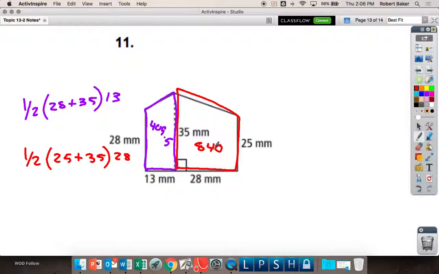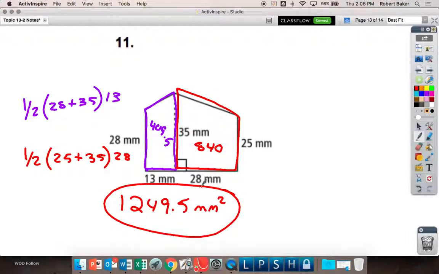So if I add those two areas together, it'll give me the area of the whole shape. 1,249.5 millimeters squared is the area of the whole shape.